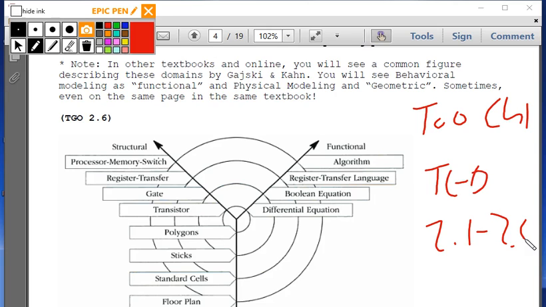So at the functional level, differential equations are used to describe the electrical operations. Then you start dealing with Boolean equations: AND, OR, NAND, NOR, XOR, and XNOR. Then you've got your RTL language, which we're going to be learning a lot about in Section 3. And then algorithms, which we'll see in Section 3 and Section 4, basically how you actually implement your computer. So this chart basically describes the whole idea of how you design an advanced digital system.